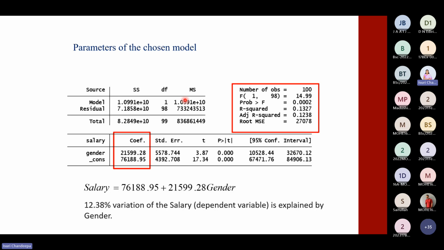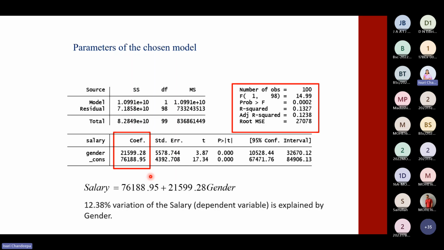You should have the ability to substitute these numbers into your regression model. Right? So salary equals coefficient. You need to take the coefficient to develop your research model. We already have the model, and now we are going to substitute. The constant here is 76,188.95, plus the coefficient for the gender, which is 21,599.28. So therefore, you can develop your research model for the salary.